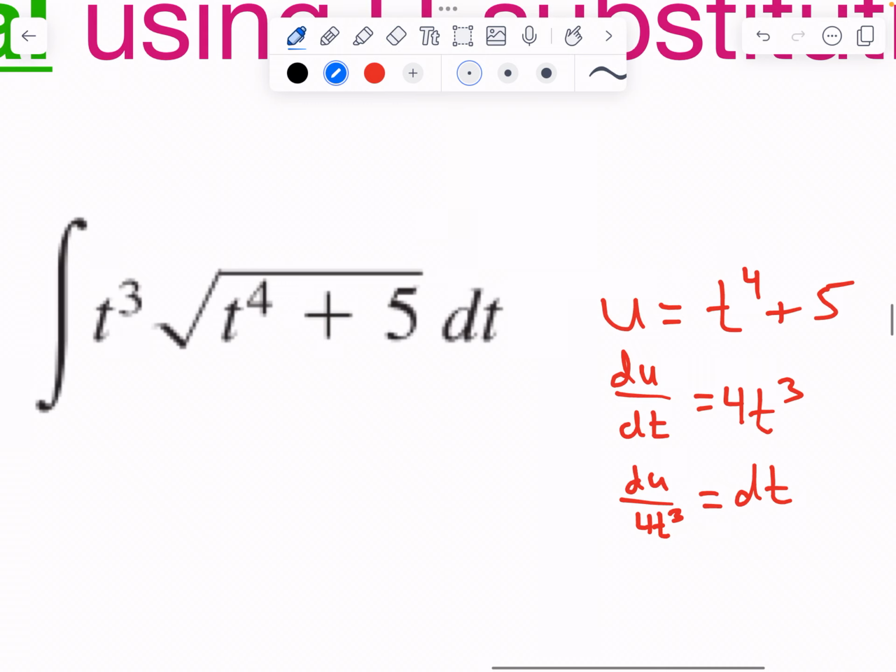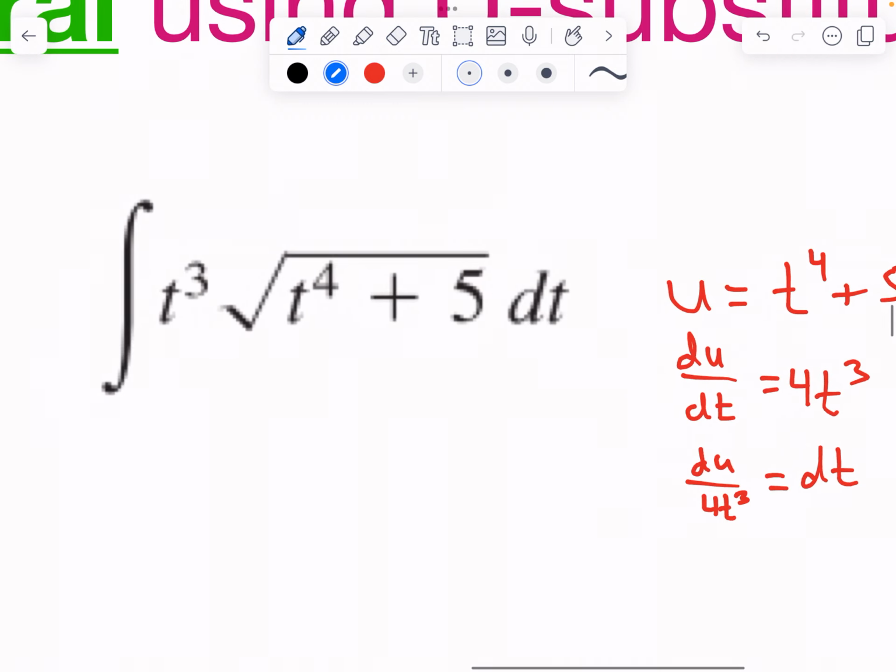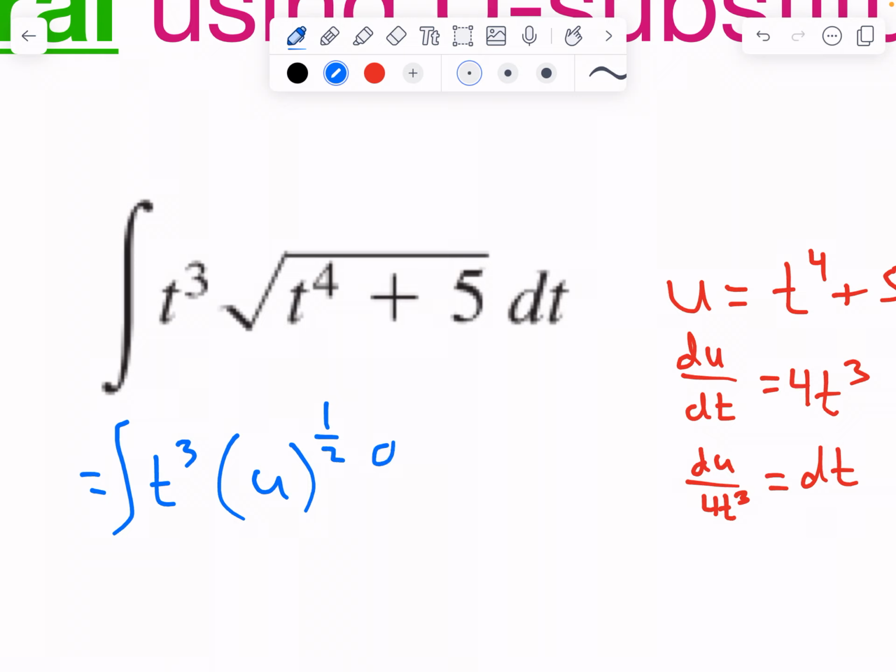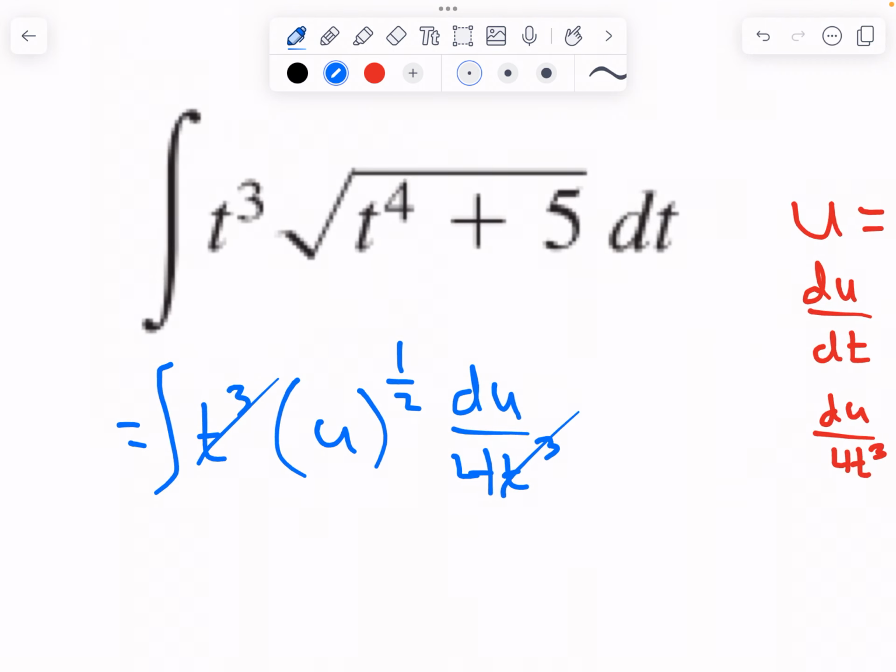So let's go over here now and let's make our substitutions. We've got the indefinite integral, and I'll have my t cubed for the moment. This is the square root of u, and I'm going to write that using exponents so I can find an antiderivative easier when the time comes. And for dt, we will substitute in everything that dt equals. Well, notice here again we get our t cubes to cancel, but nothing cancels with that 4 in the denominator.